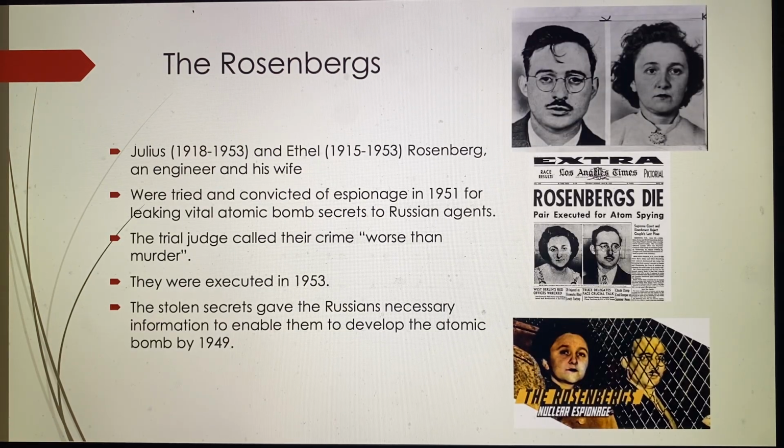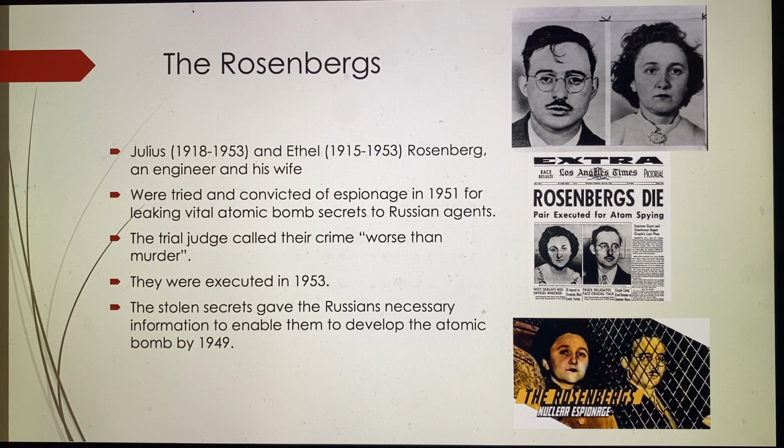The Rosenbergs. The Rosenbergs were Julius and Ethel Rosenberg. One was an engineer and the other his wife, so they were married, and they actually even had a couple of children. They were tried and convicted of espionage, spies, in 1951 for leaking vital atomic bomb secrets to Russian agents. The trial called their crime worse than murder. They were executed, put to death in 1953. The stolen secrets gave the Russians all the information that would enable them to develop an atomic bomb by 1949.